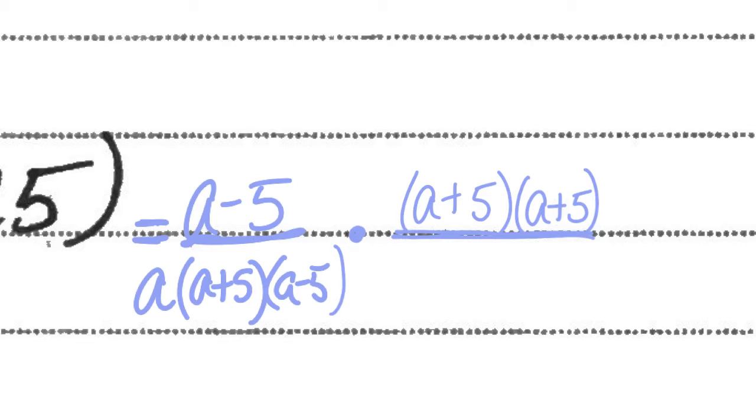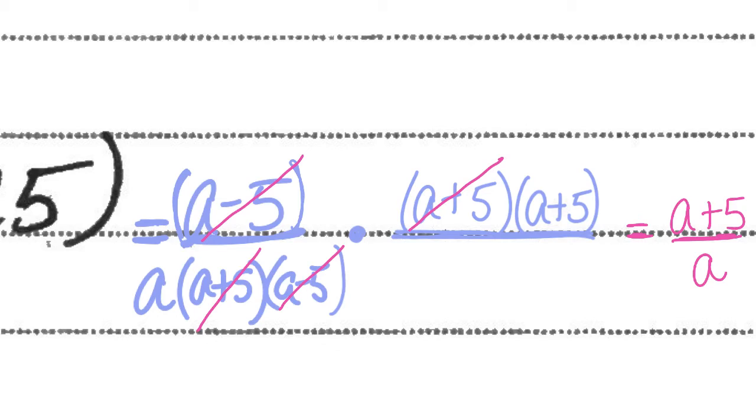Now remember the rule, I like to keep things together. So I'm going to put this little guy together because these binomials can only cancel if they're being multiplied. So notice this a minus 5 and this a minus 5 can cancel. Notice this a plus 5 and this a plus 5 can cancel. So what I have left is an a plus 5 over a.